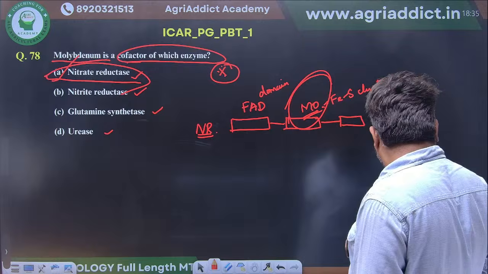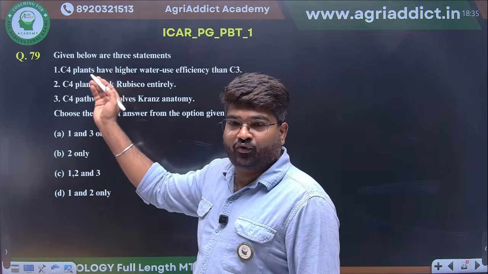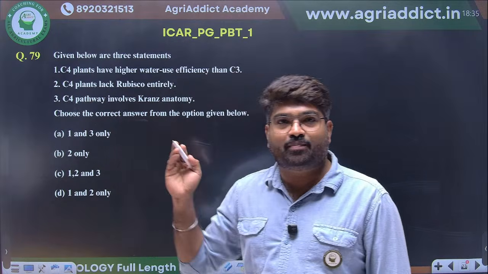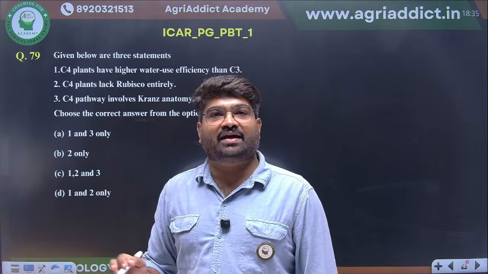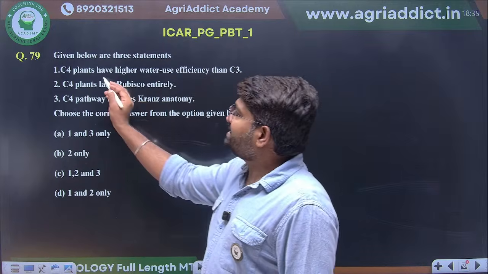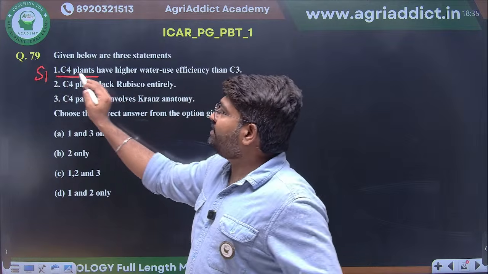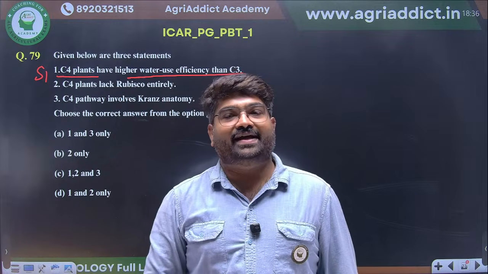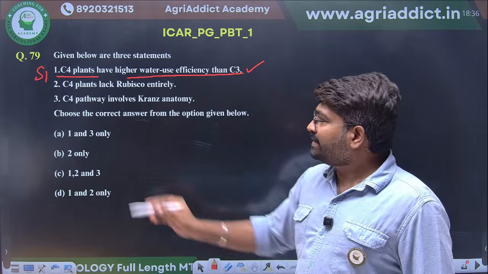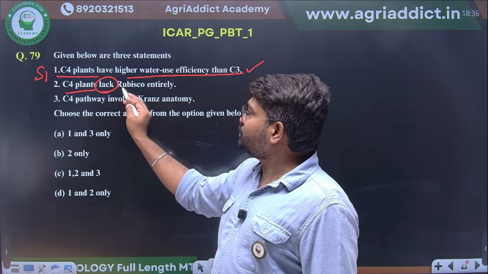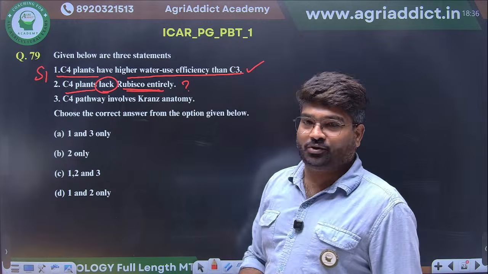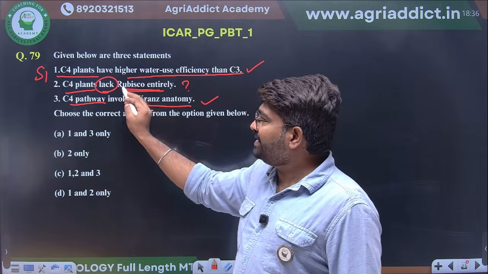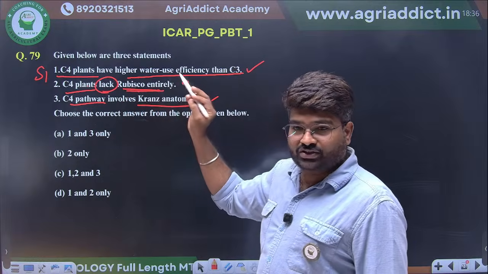It's clear, students. Next question about photosynthesis only. We will solve more photosynthesis questions. This is one of the important topics. That's why so many questions are there from photosynthesis. Okay, C4 plants. Statement 1 is C4 plants have higher water use efficiency than C3 plants. Yes, this is correct. Statement 2, C4 plants lack Rubisco. Statement 3, C4 pathway involves Kranz anatomy. This is correct.